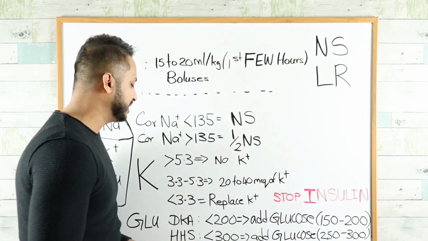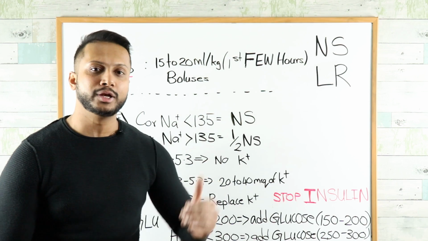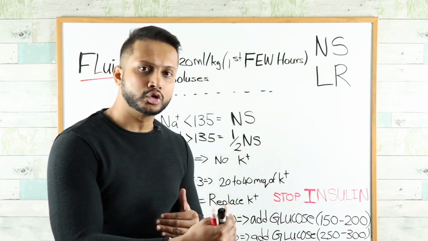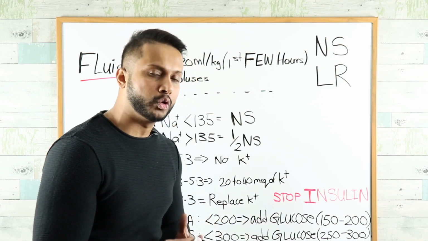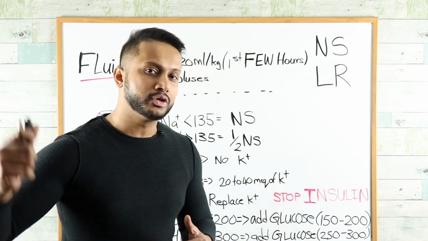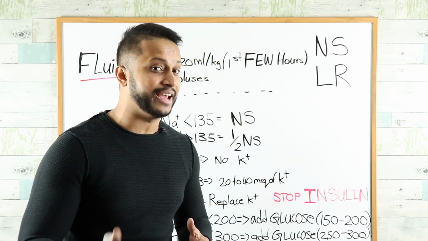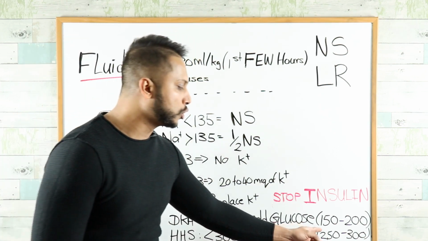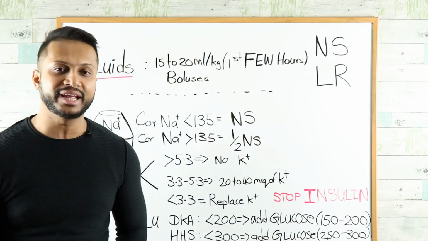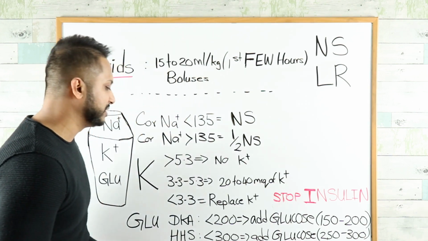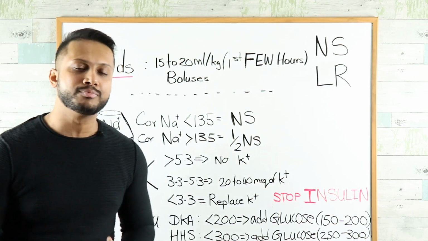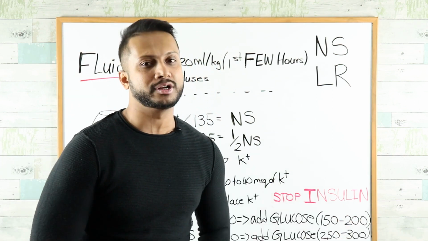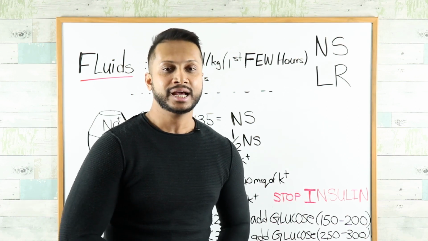Whereas a patient with HHS, the moment it drops below 300, you will add glucose to your fluid. And your target glucose level until your anion gap closes in DKA and your serum osmolality normalizes in HHS: in a patient with DKA, you want to maintain your glucose between 150 and 200. Whereas a patient with HHS, you want to maintain your blood glucose between 250 to 300 until your serum osmolality normalizes. There you go, guys.